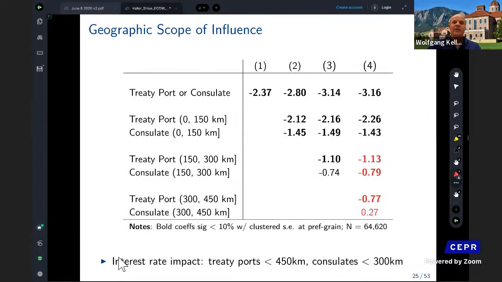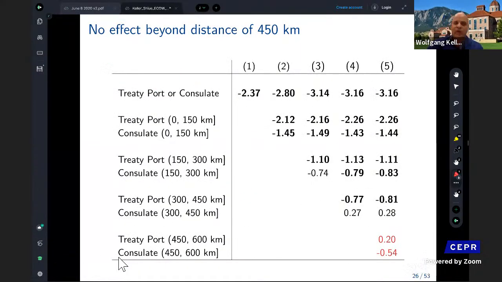And then we can keep on adding more of these distance bands here step by step, first 150 to 300, then 300 to 450. And we then end up with a result where the consulates and treaty ports are significant in terms of their interest lowering effect up to 300 kilometers and treaty ports up to 450. So this here is significant at standard levels, whereas this is a 0. And then we can go one step further, and then we find that these 450 to 600 terms, they are not significant. And so we can conclude there's no dispersed effect beyond distances of 450 kilometers.